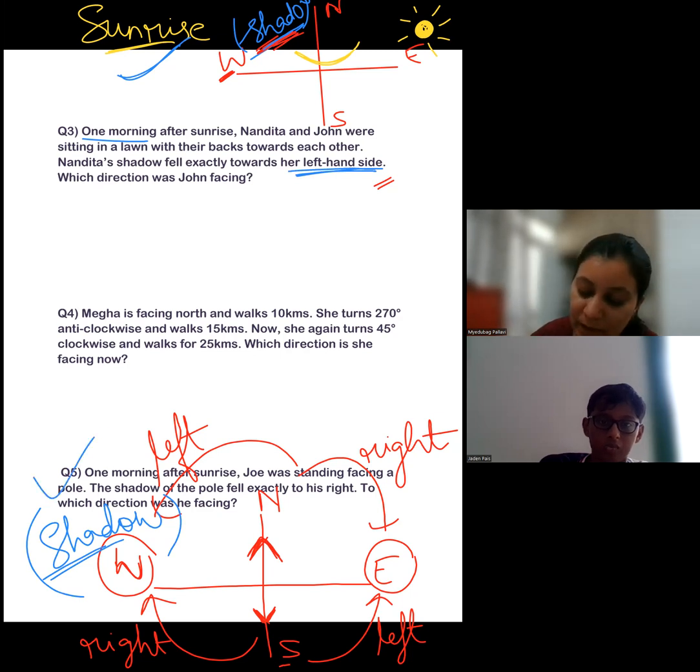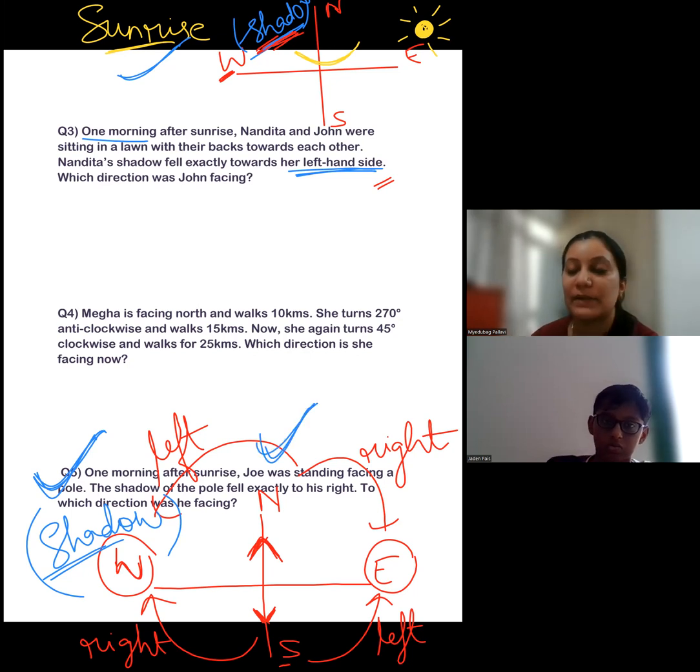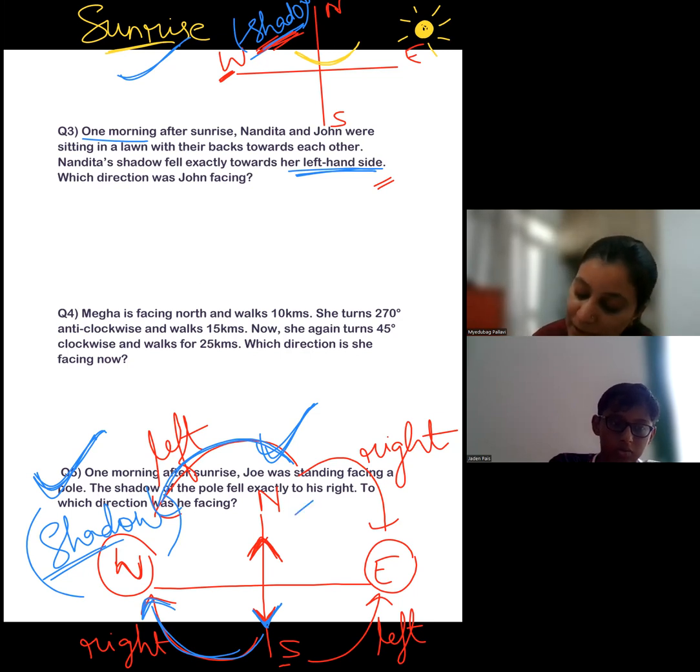Now look in this figure. Now can you tell me, if shadow is to the left of Nandita, that means in which direction she is facing, north or south? Yes, now you have told correctly. Nandita must be facing north only. If Nandita is facing north, that's why towards her left is coming the shadow. Okay, if she was facing south, then the shadow will be on her right. But in the question, it is given that the shadow is falling to her left side. That means she must be facing north only.